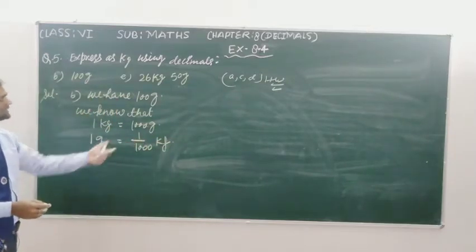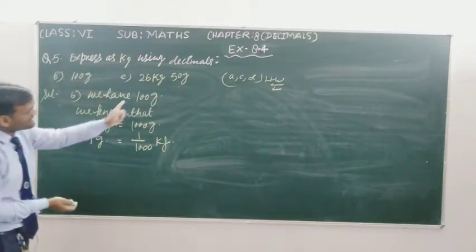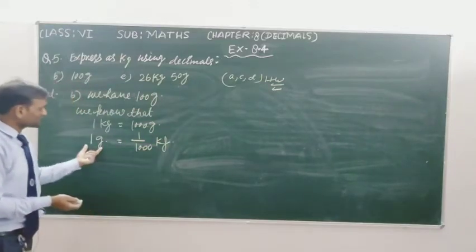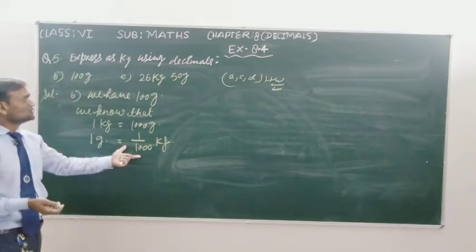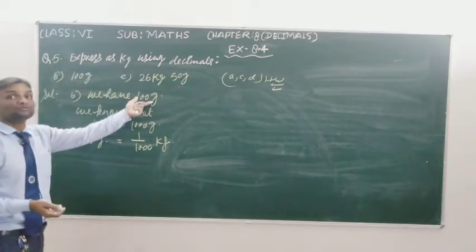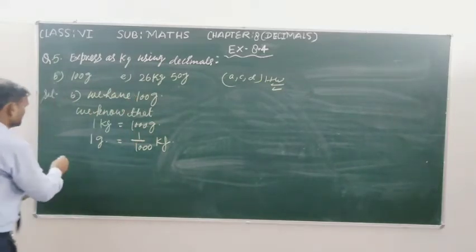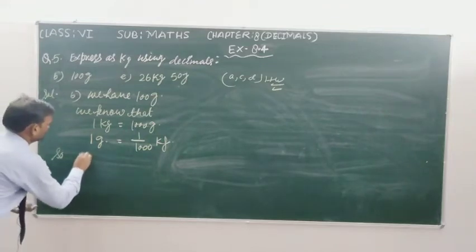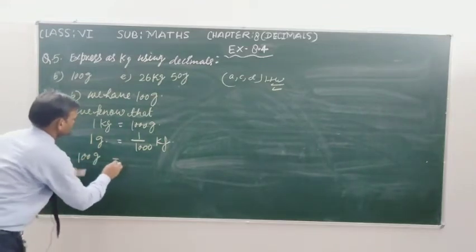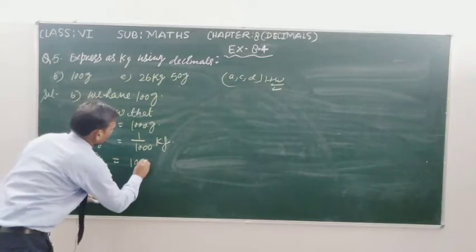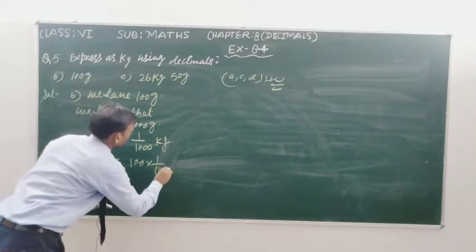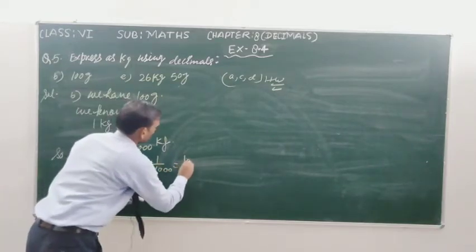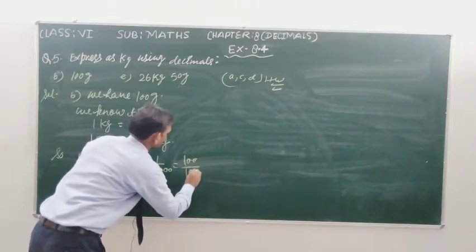1 upon 1000 kg. We need to change 100 gram in kg. If 1 gram is equal to 1 upon 1000, so 100 gram is equal to 100 upon 1000. So 100 gram is equal to 100 into 1 upon 1000 is equal to 100 upon 1000.